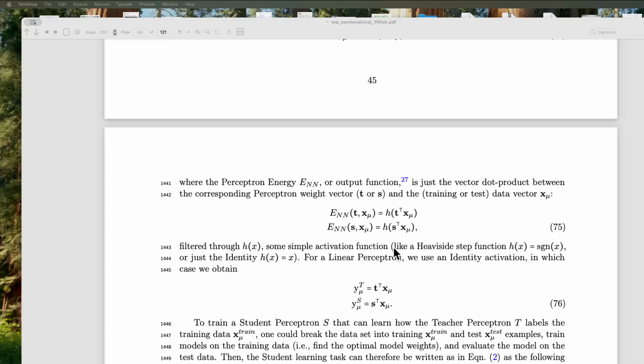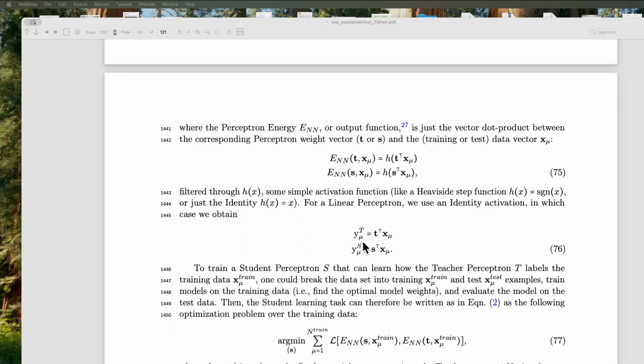So h is just some simple activation function like a Heaviside step function, or just the identity. Here, we're only going to be concerned about the identity. For a linear perceptron, we use the identity activation, in which case we obtain a very simple expression. The label is just the teacher transpose times x, and the student output is just the student vector times x.